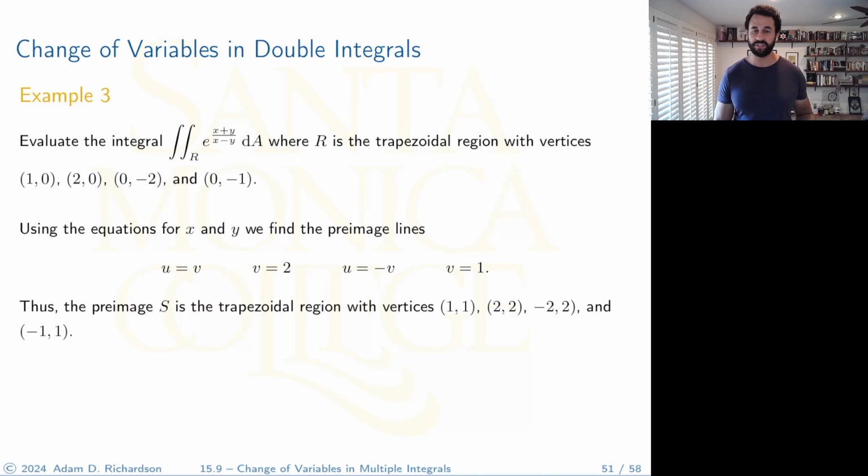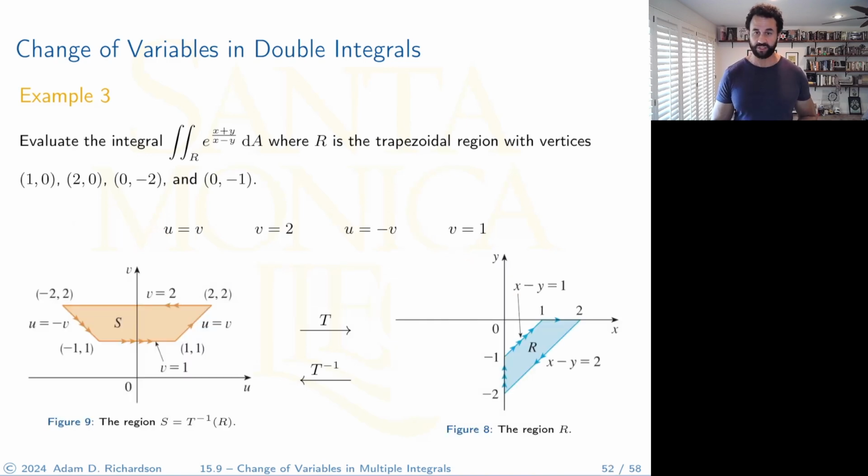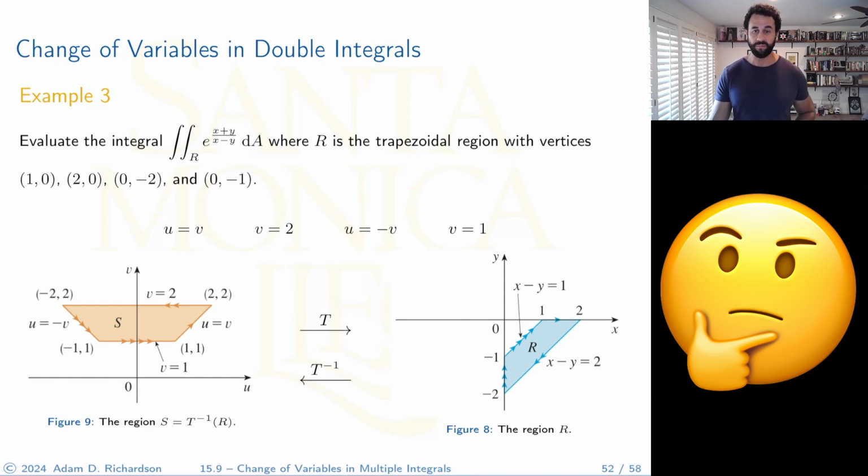So if you use those equations for x and y, this will give you the pre-image lines. This, and this. Okay, so u equals v, v equals 2, u equals negative v, and v equals 1, and you get this transformation here. There it is. So here's another point where I want you to pause and think about this. Maybe flick through the slides if you've got them opened up yourself. You might want to go backward and forward a couple times just to see what's happening. And then I'll show with my pencil here too.